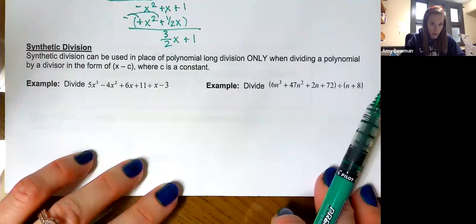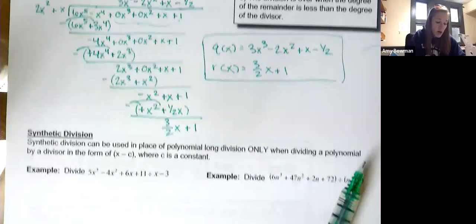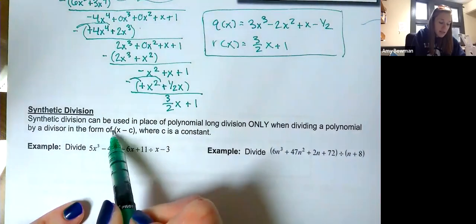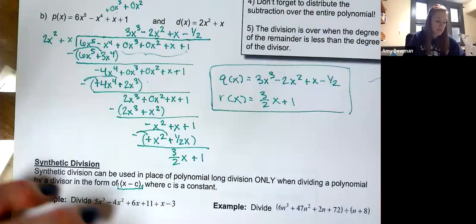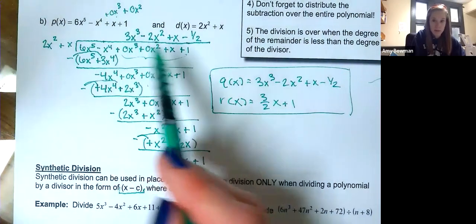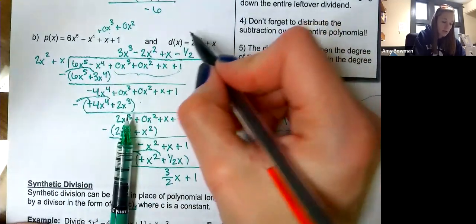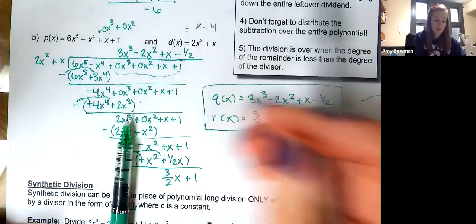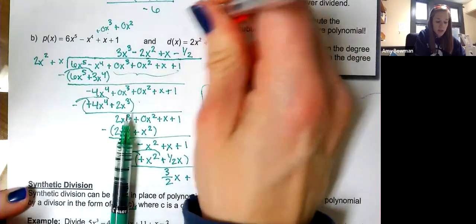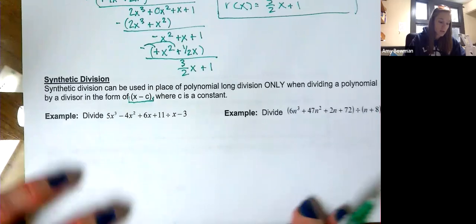So synthetic division is basically picking up on the patterns from long division that are going to occur when you're dividing by something that's x minus c. In other words, just x plus or minus a number. I couldn't have used synthetic division on part B because we were dividing by 2x squared plus x. But if I was just dividing by x minus 4, then it's simply x plus or minus a number. Then you can use synthetic division. In other words, if your divisor is linear, you can use synthetic division.